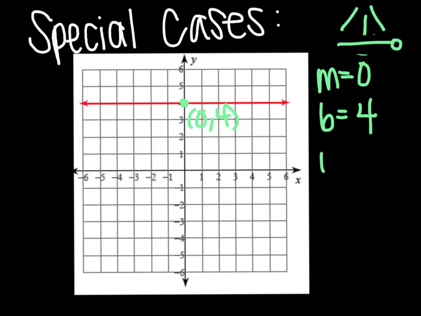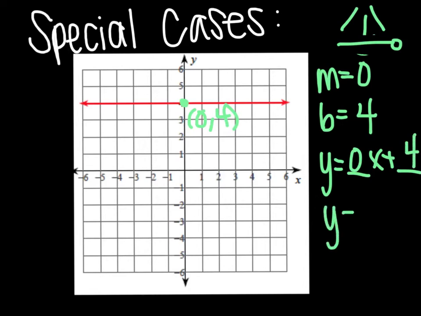My equation then would be y equals blank x plus blank. The m is 0, and then the b is 4. We can simplify this a little bit more. Being 0x is just nothing, we can say y equals 4. Either way is acceptable. You just look a little bit smarter if you have y equals 4.